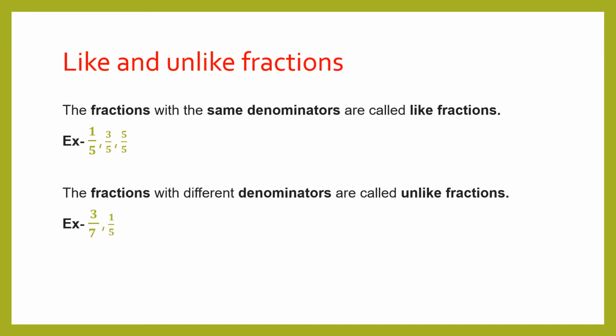Now, like and unlike fractions. The fractions with the same denominators are called like fractions. For example, you can see the denominators are same. So, it will be given in a pair. For example, if someone asks you 7 by 9 and 3 by 9, are they like or unlike? When you find the denominators are same, they are called like fractions. The fractions with different denominators are called unlike fractions. Here is the example which is given, and it's clearly visible the denominators are different and they are unlike fractions.